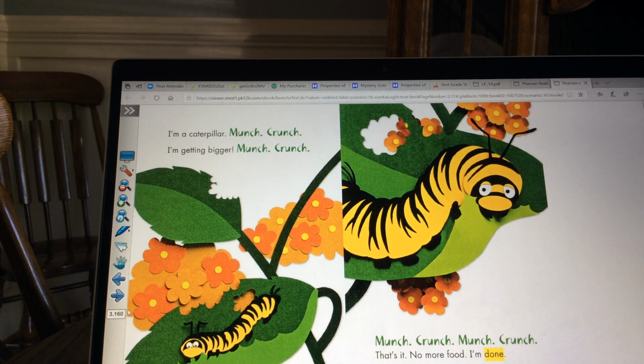Leaves taste good. So sometimes authors use words for their sounds. Which words on these pages help you hear the sounds of a caterpillar eating? I'll give you a hint. Munch, crunch, munch, crunch, munch, crunch. Why does the caterpillar stop eating? Why does the caterpillar stop eating? Let's go to the next page.